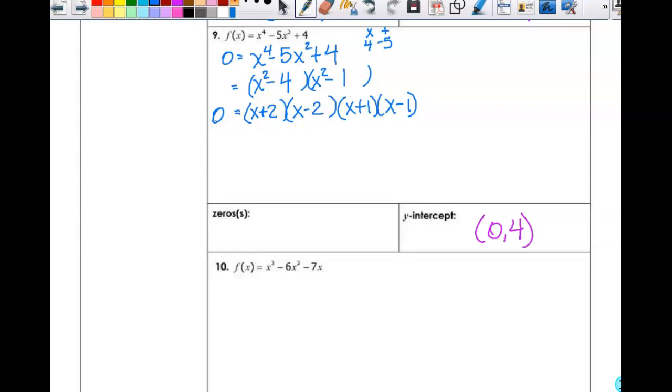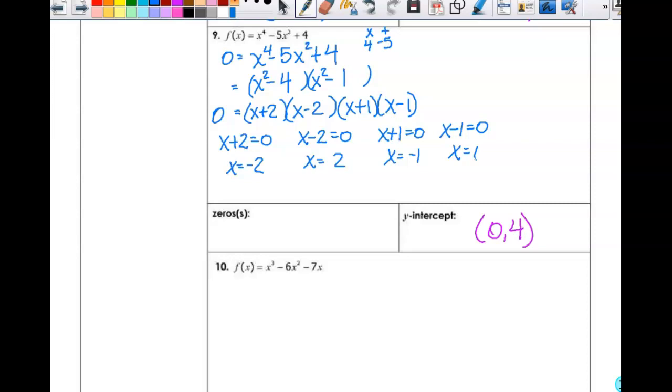It's easy, it's going to come up a lot, so make sure you can recognize it and use it. So now that I'm here, I have 4 factors. So I do x plus 2 equals 0, x minus 2 equals 0, x plus 1 equals 0, and x minus 1 equals 0. So I get x equals negative 2, x equals 2, x equals negative 1, and x equals 1.